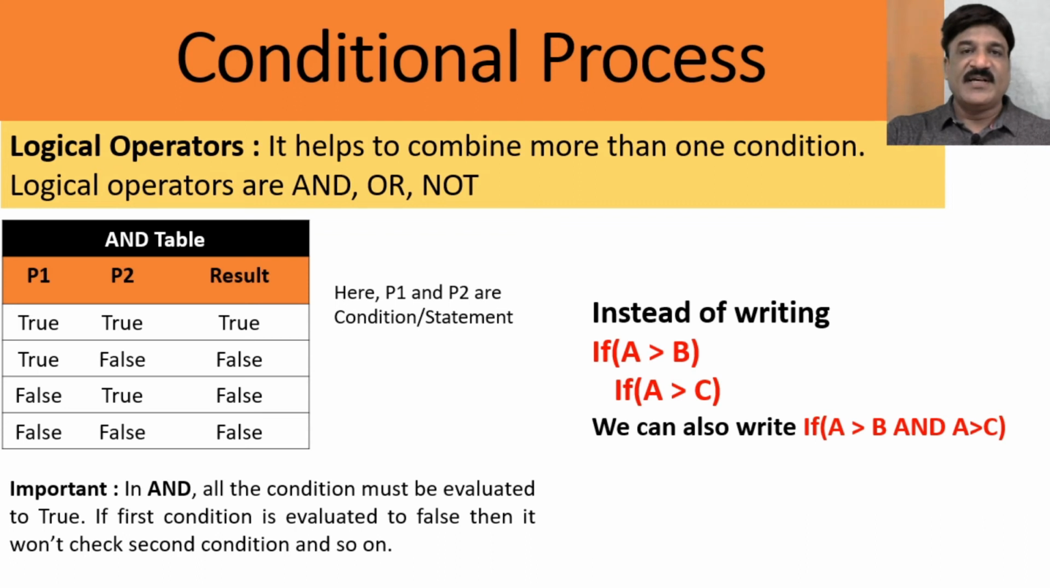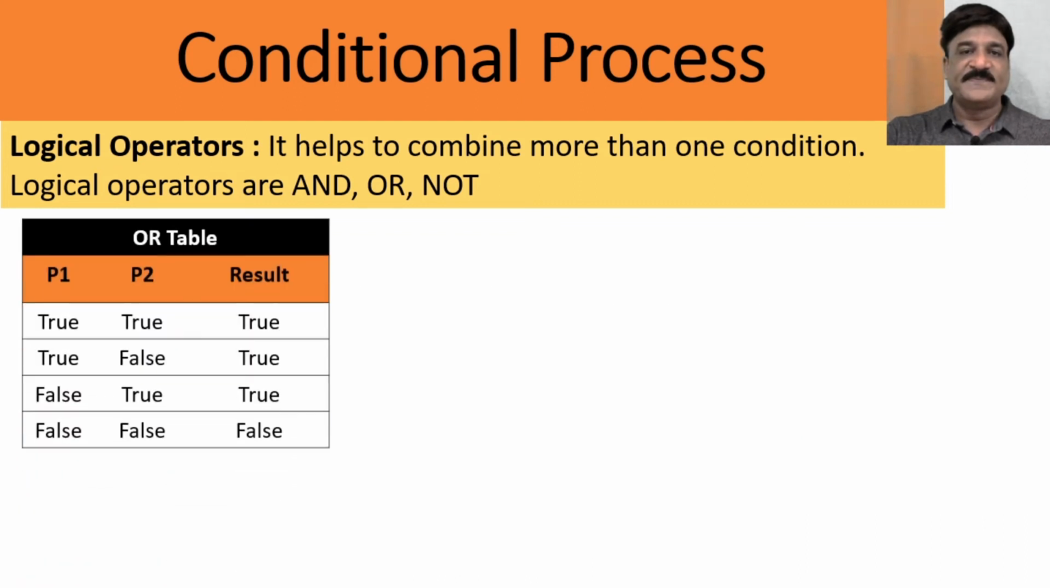Now we will see another logical operator, that is OR. OR says what? If any one of the values is true, then the overall result is what? True. Now again, P1 and P2 are what? They are the conditions or statements. Now again we will take one small example.